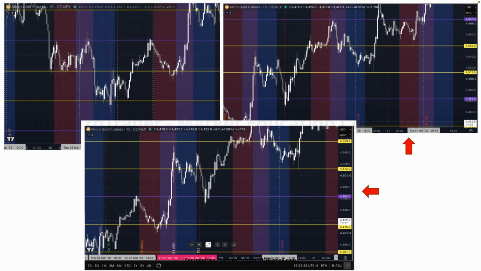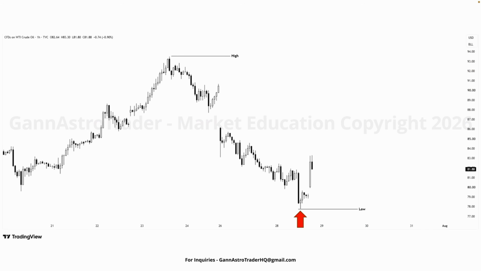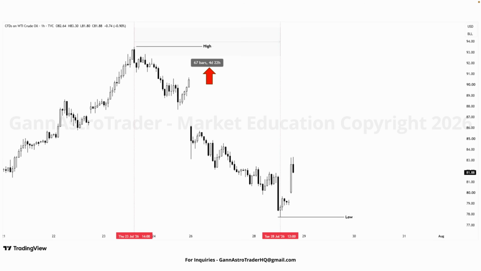Now we move to the next chart, this time looking at WTI crude oil on the 1-hour chart. Here, I've already marked the major swing high and swing low on the chart. Now we measure the time between the swing high on Thursday, July 23rd, 2026 at 2 in the afternoon, and the swing low on Tuesday, July 28th at 12 noon. TradingView shows us a total of 67 bars, or 4 days and 22 hours. So, for this analysis, 67 becomes our key time value.